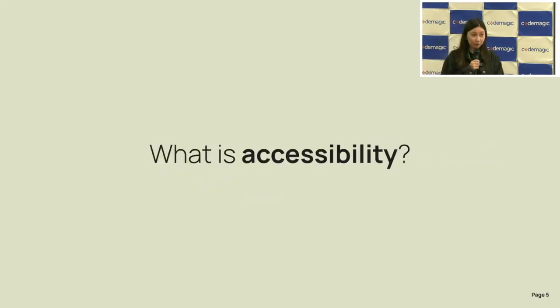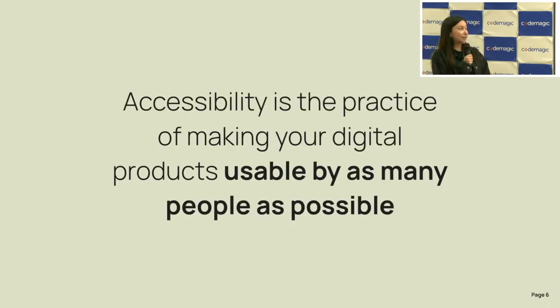So, first of all, what is accessibility? Accessibility is the practice of making your digital products usable by as many people as possible. And that means not only for people with disabilities, but everyone. It's a common misconception that people think accessibility is just for people with disabilities. That's not true. It's actually for everyone.